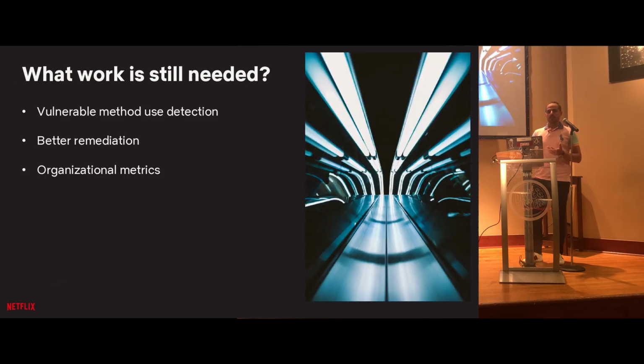What work is still needed? I think the most important thing is vulnerable method use detection, and that's something we're working on. Given that we know the name of the vulnerability, can we tell if the vulnerable method is ever executed in the lifetime of the application? We also want better remediation, meaning we want to issue Slack messages to developers, given that we do full testing of everything for the vulnerability fixes. Then the developers just need to go and accept the pull request and merge it. And some organization metrics, which I think are very important for managers: as a manager, I want to know how successful the system is and what we can do to make it better.